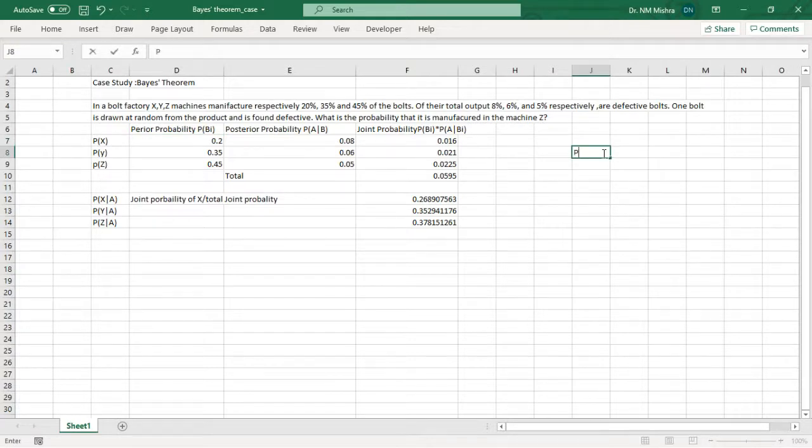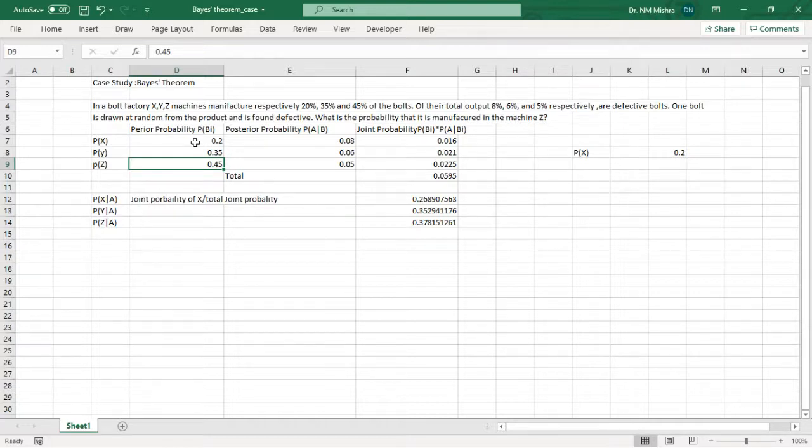So it is prior. How do we get the probability for machine X? You can easily calculate it. The percentage is given to you, so 0.20 equals 20 divided by 100. Am I right? So you get 0.2. So I calculated the prior probability information: 0.2, 0.35, 0.45. Am I clear? This is the prior probability information you have.